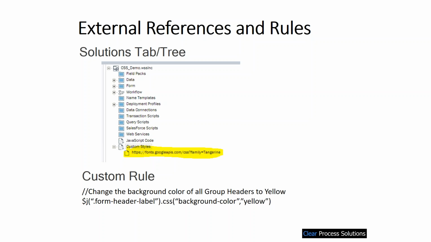And then in custom rules, we talked a little bit about JavaScript and jQuery. It's pretty much the same format. The $J is a jQuery call, and then the .form-header-label, that's just your CSS selector. And then there's a CSS method that you can call, and then just give it the definition, like any other CSS style sheet, where the background color is yellow or whatever you want it to be, and it's going to apply that CSS style as a rule whenever you want it to be applied. So the nice thing about rules is you can put conditions on when that style occurs and when it does not.